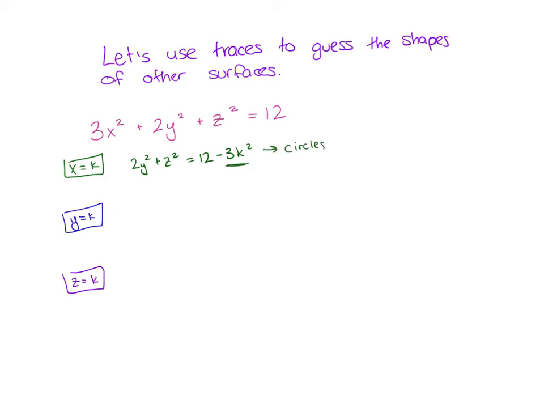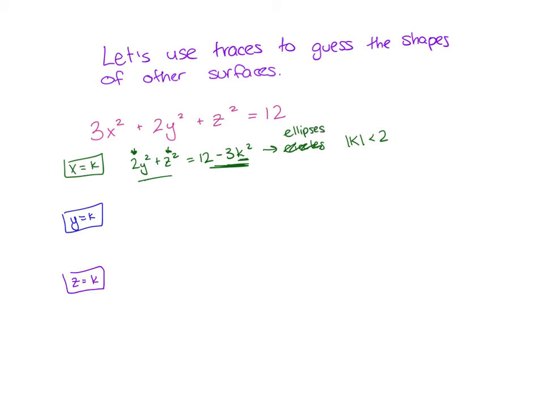So I get circles, as long as this k isn't too big. I'm going to get circles when the absolute value of k is less than 2, because that way k squared will be less than 4, and that way this will give me a positive radius. I can't have this equaling a negative value. Oh, and I shouldn't have actually said circles there, right? Because I have the 2 in front of that y squared, but only a 1 in front of the z squared. So let's fix that. Instead of circles, we're going to get these ellipses.